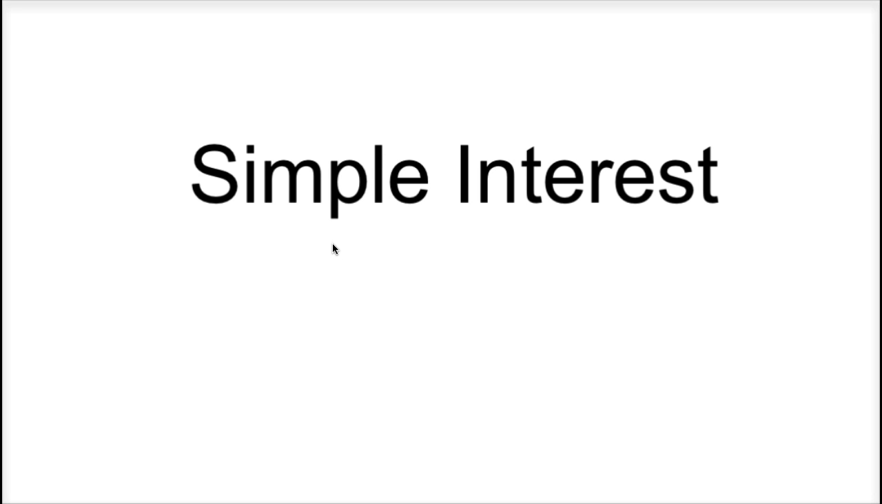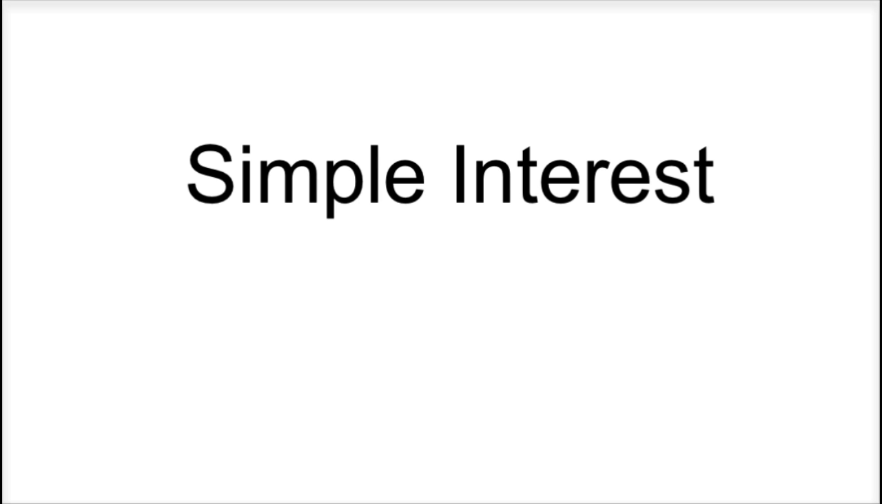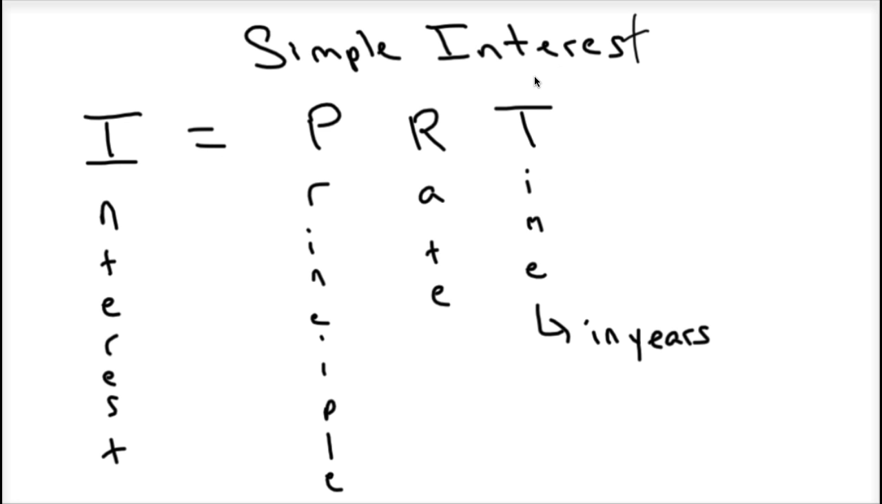So in this lesson, we're going to talk about simple interest, finding simple interest or finding the missing variables. So simple interest, first, our formula is going to be I equals P times R times T.